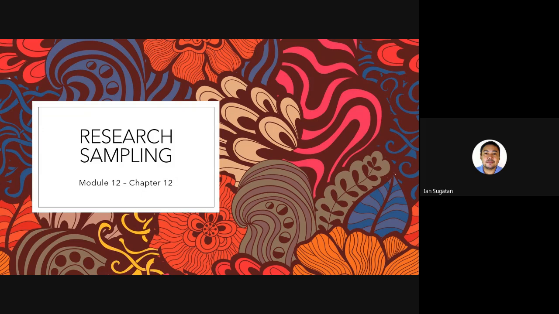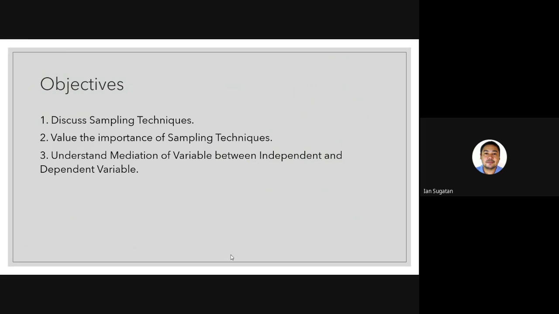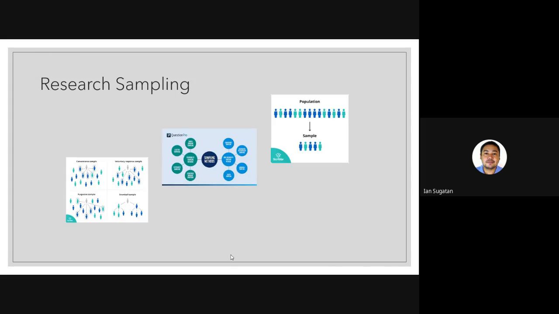So our topic for this afternoon is about research sampling. Our objectives are as follows. Number one, discuss sampling techniques. Number two, value the importance of sampling techniques. And number three, understand mediation of variable between independent and dependent variable.